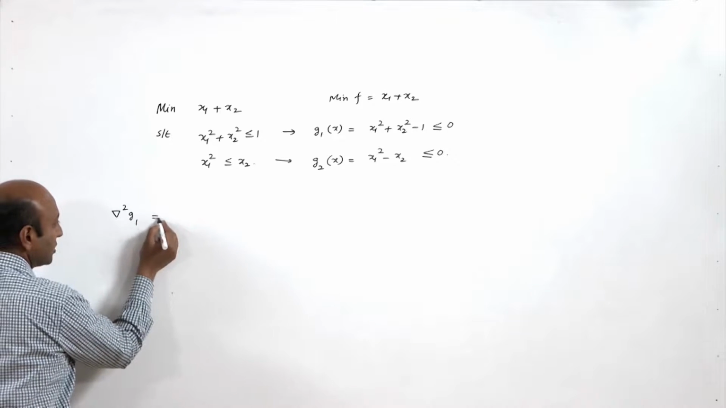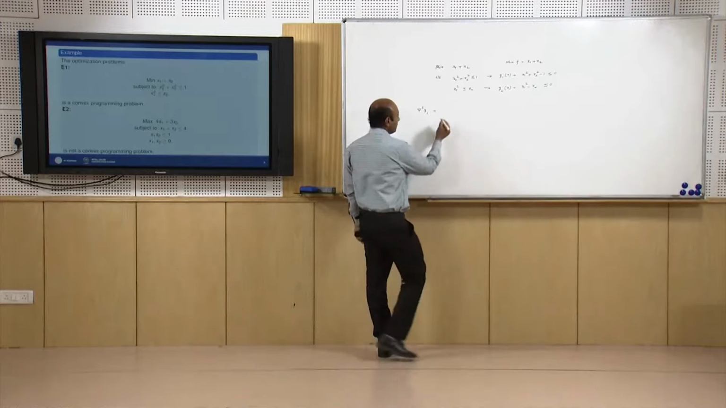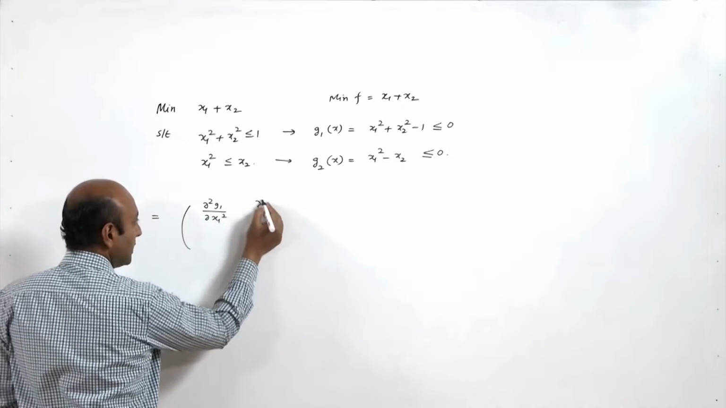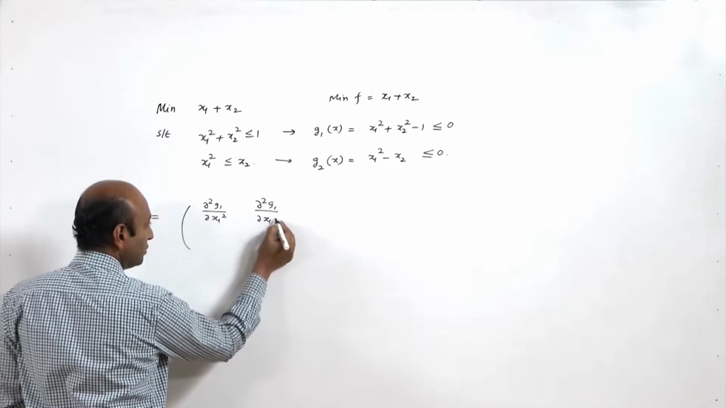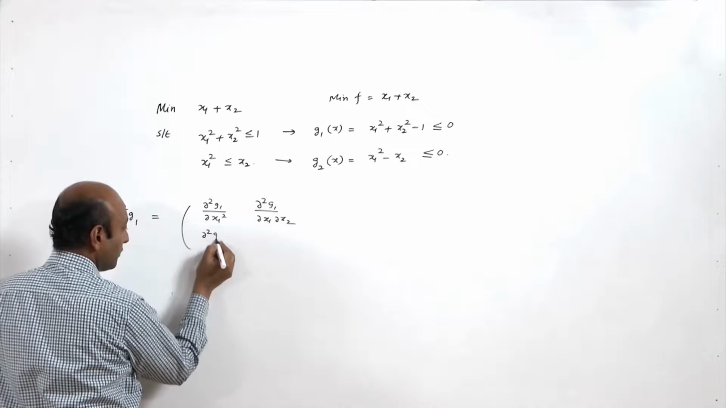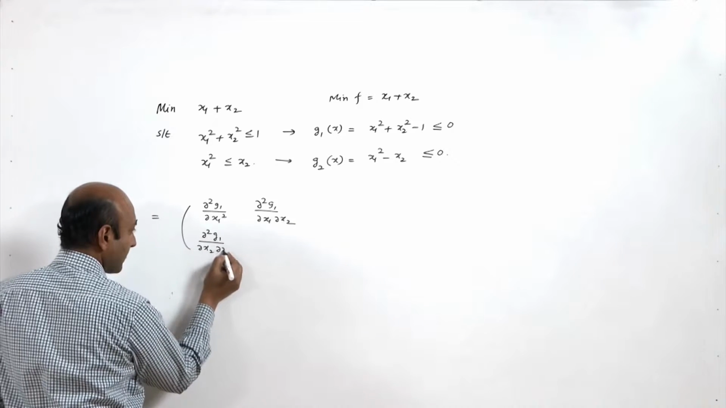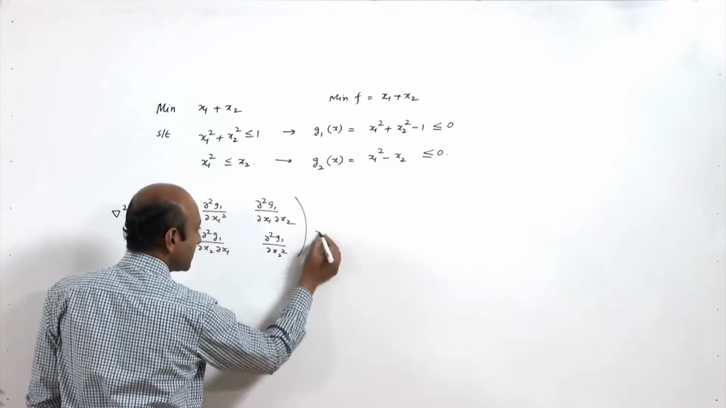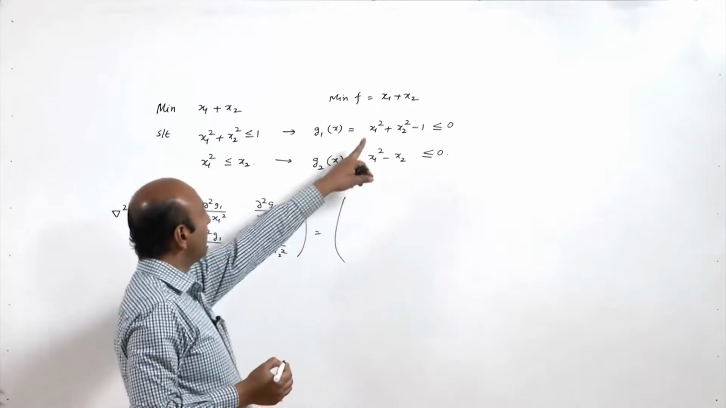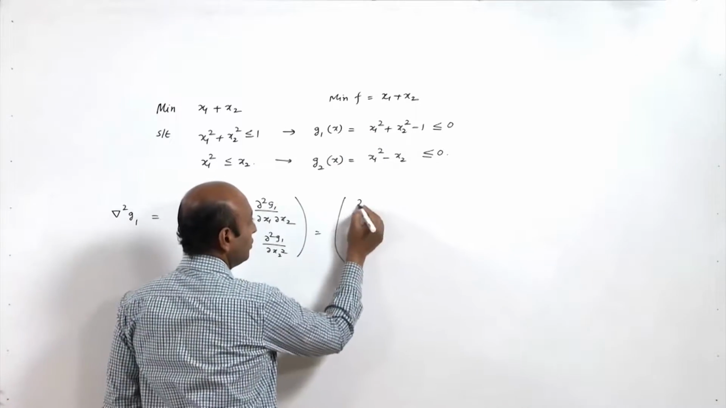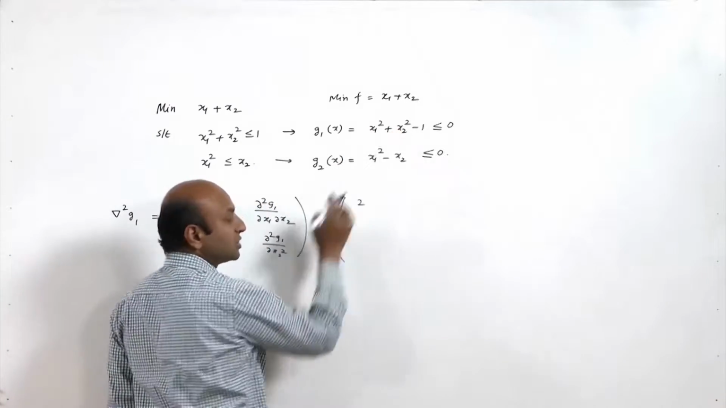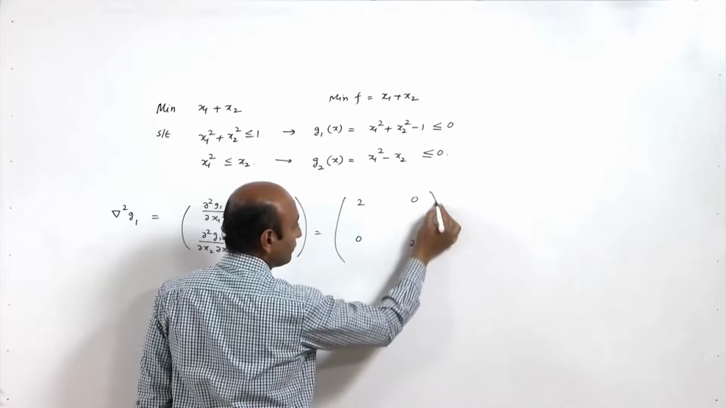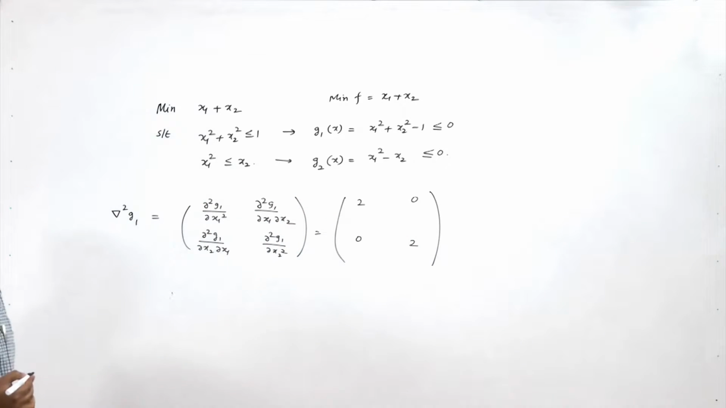Hessian matrix of G1. What will be the Hessian matrix of G1? It will be nothing but del square G1 upon del x1 square, del square G1 of del x1 del x2, del square G1 of del x2 del x1, del square G1 of del x2 square. If you take the second derivative of G1 with respect to x1, it is 2. There is no term involving x1 and x2 in this constraint. So, this is 0, this is 0, this is 2, again 2. So, this will be the Hessian matrix with respect to G1.